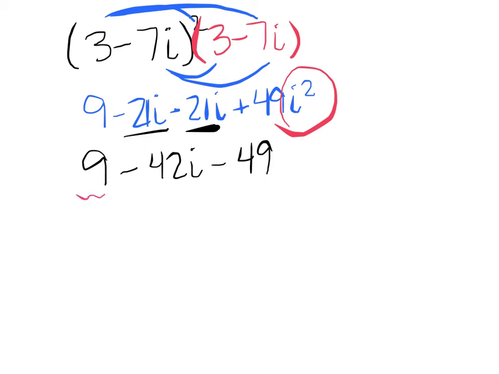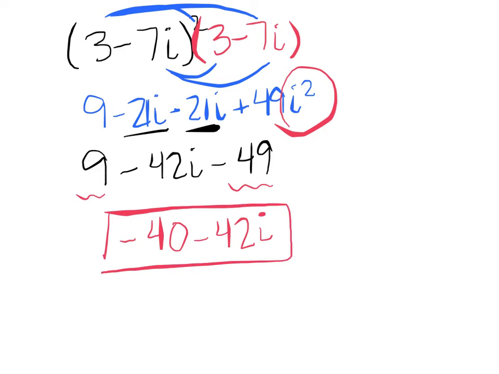So we can see that we actually have two real components here. We have 9 minus 49, so our final real component is negative 40. Our imaginary component is negative 42i. So our final solution to this multiplication problem is negative 40 minus 42i.